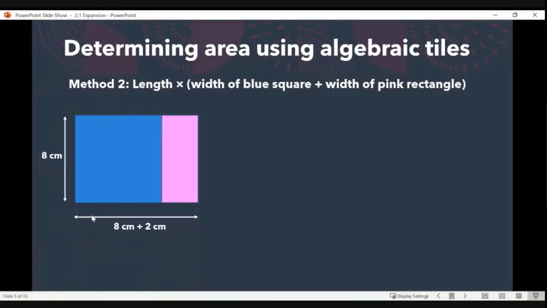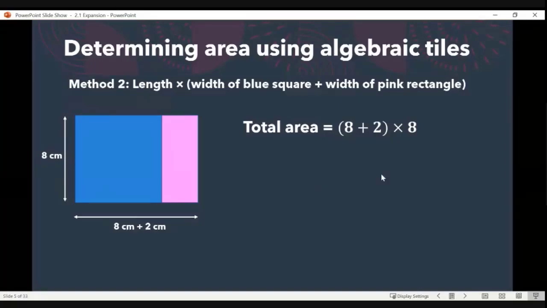So for this one, we add up the length, 8 times, 8 plus 2, which is 10. To find the area, this is much easier. Why? We just total up, 8 plus 2 is what? 10, right? Then 10 times 8 is 80 square centimeter.